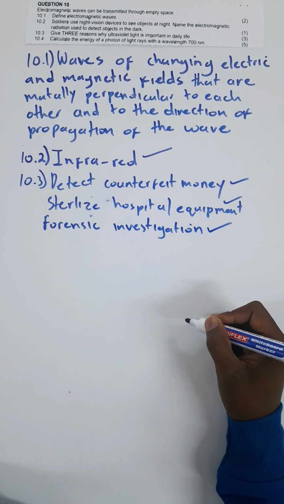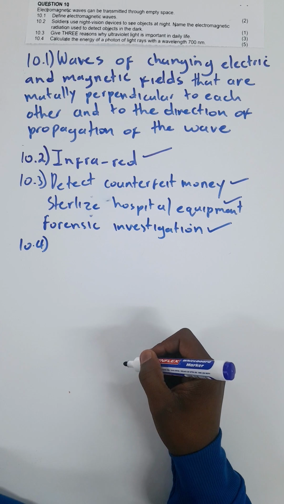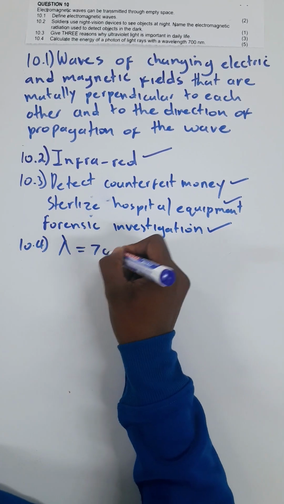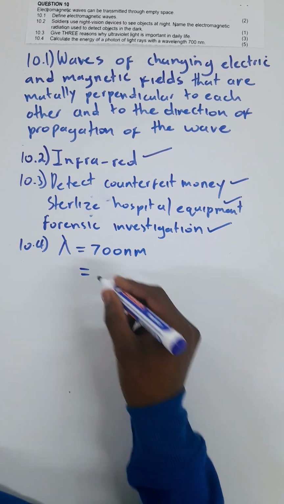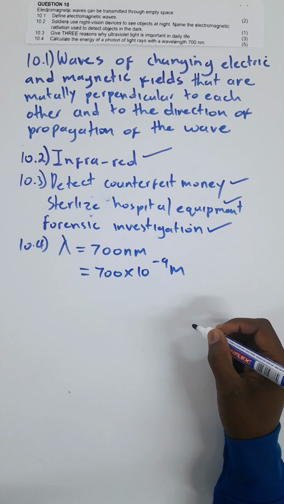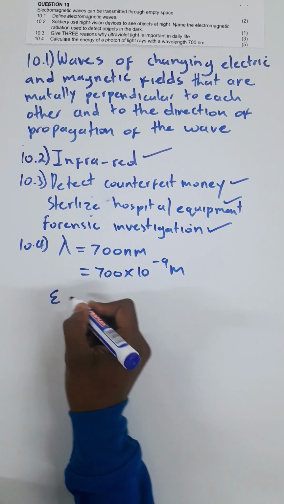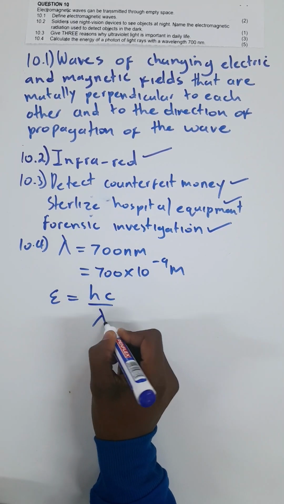10.4 says calculate the energy of a photon of light with a wavelength of 700 nanometers. So we have a wavelength of 700 nanometers. Let's convert that to SI units, to meters. It is going to be 700 multiplied by 10 to the power of negative 9 meters. So energy is equal to Planck's constant times the speed of light in vacuum, divided by the wavelength.